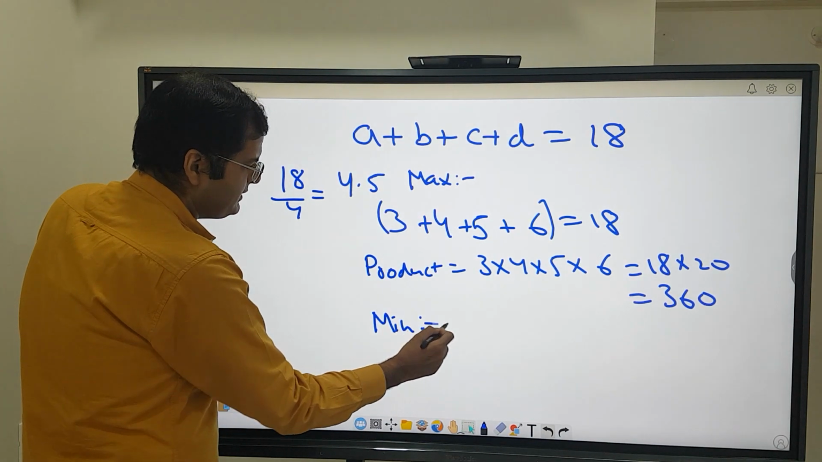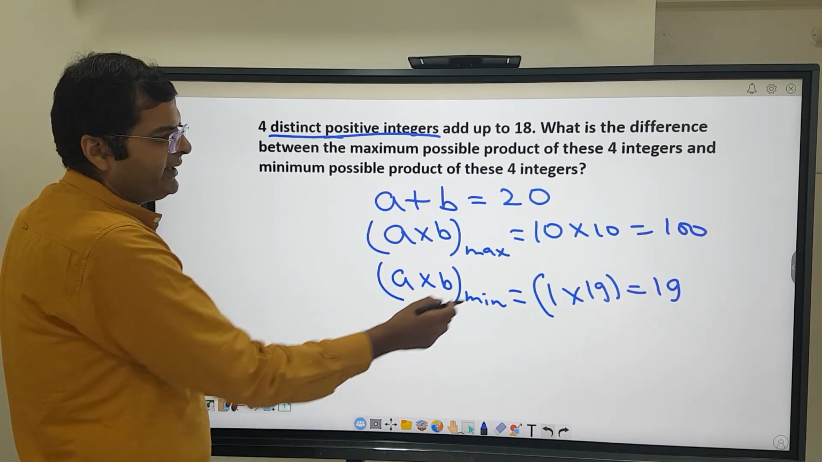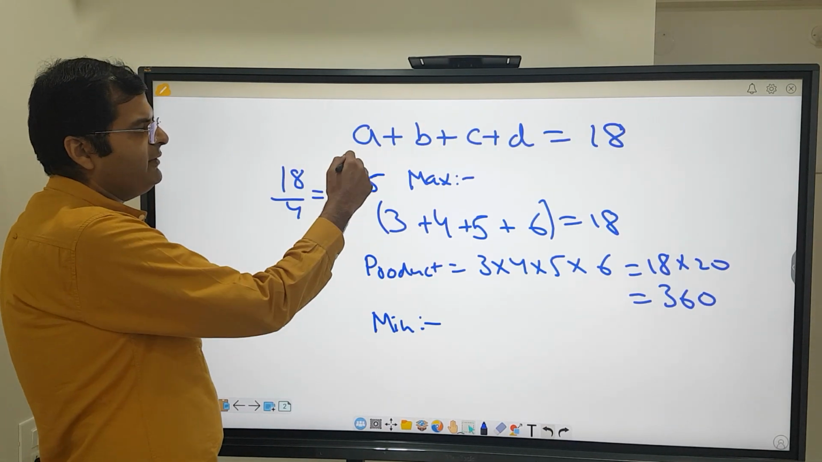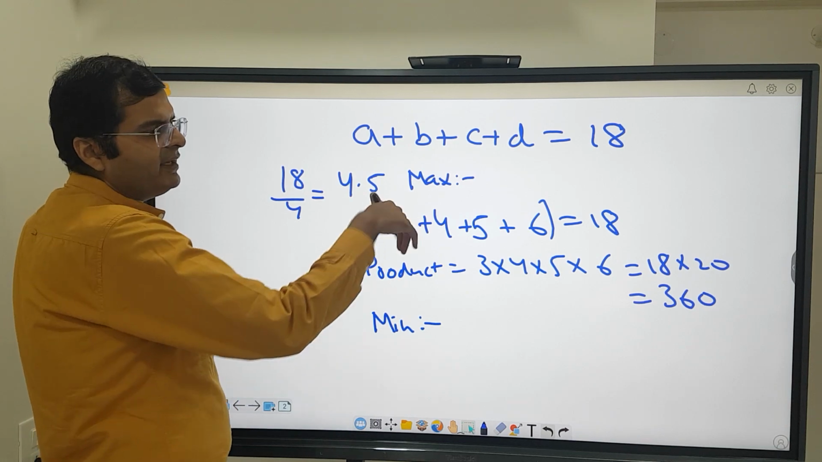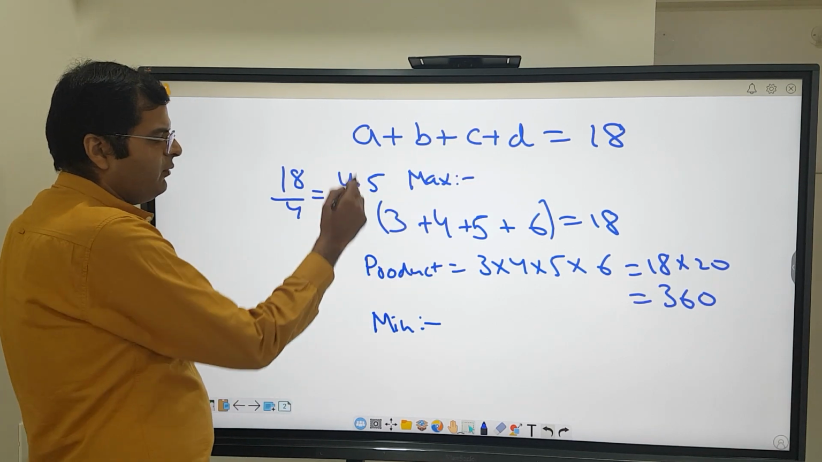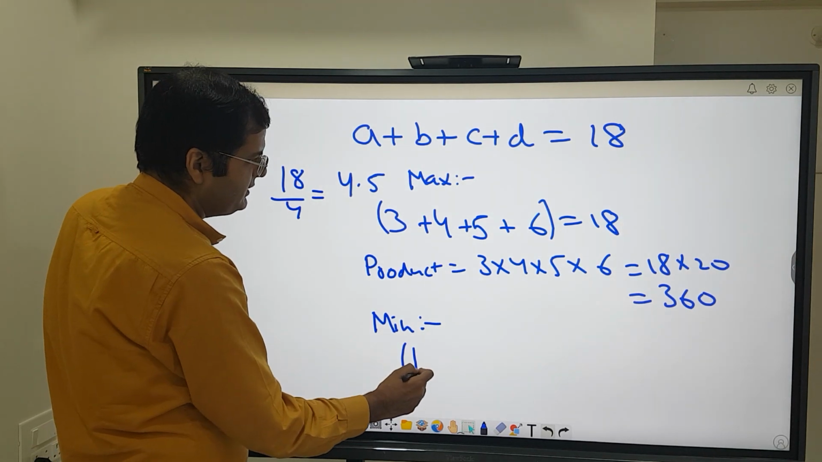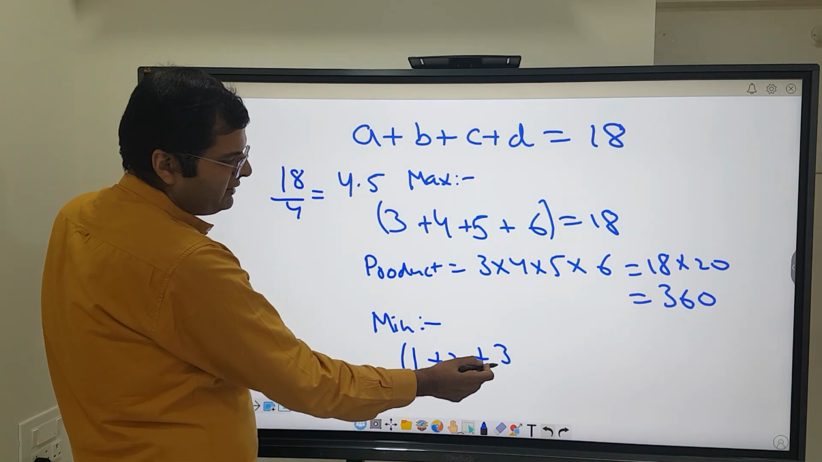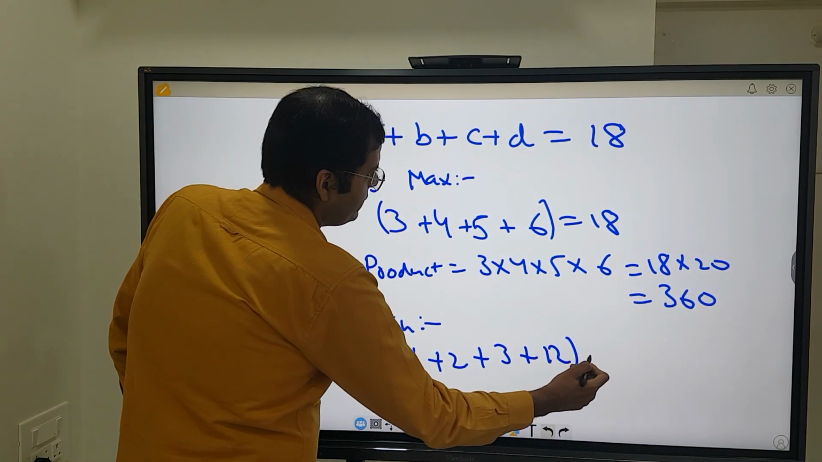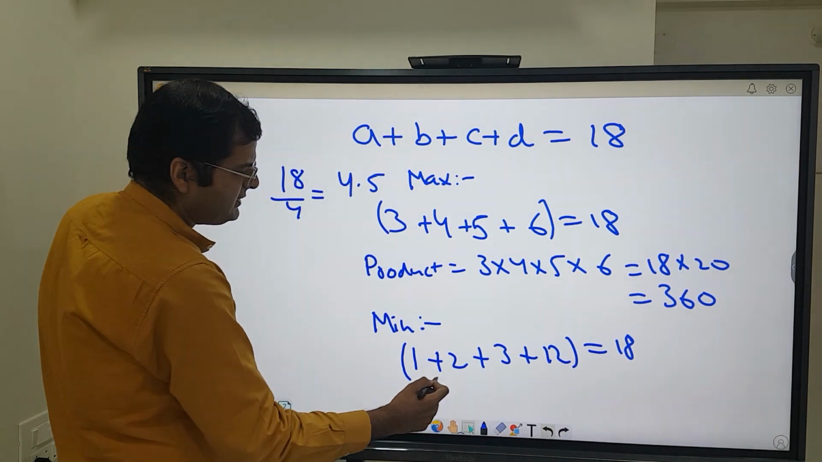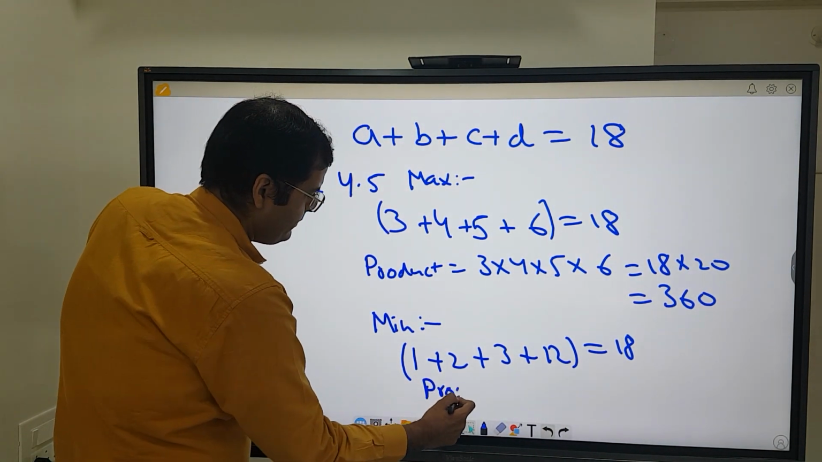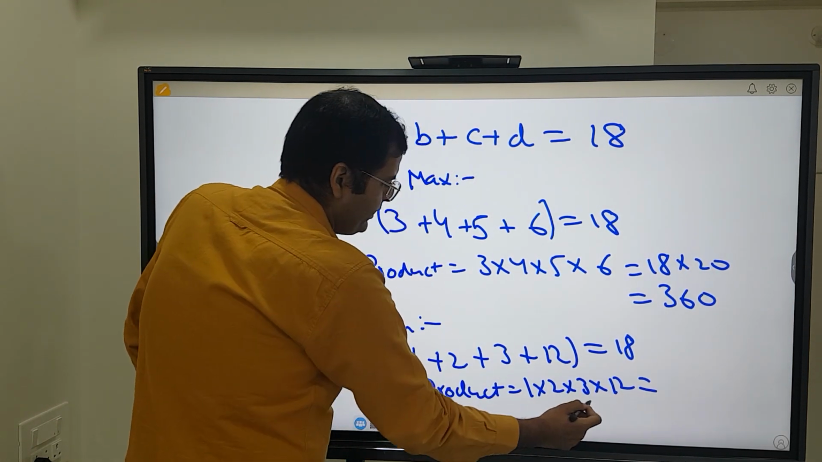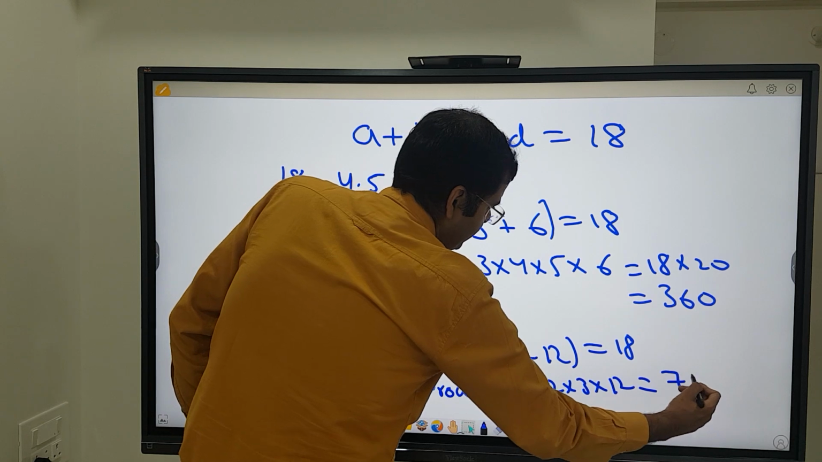Now in the minimum case, what did we learn? We take one of them as 1 and the other one as the maximum. So assign minimum possible values to each one of them and the remaining goes to the maximum one. One of them has to be 1 because they are positive integers. Then the other one is 2, they are distinct. The other one is 3. So 1 plus 2 plus 3 is 6. The remaining is 12, so it is 12 here, and that makes 18. This is the minimum case. So the minimum product comes out to be 1 into 2 into 3 into 12. So 2 into 3 is 6, 12 into 6 is 72.